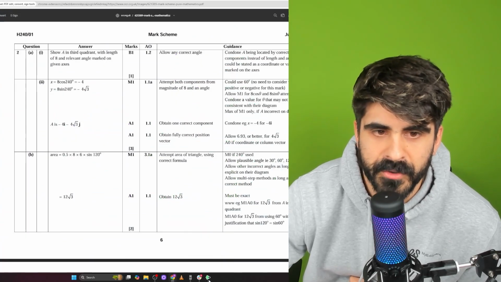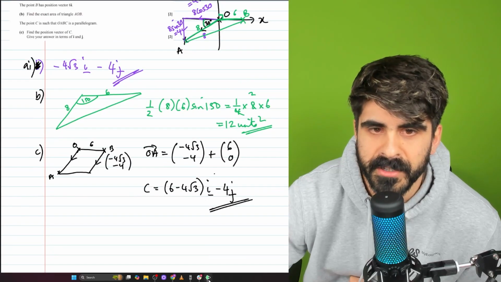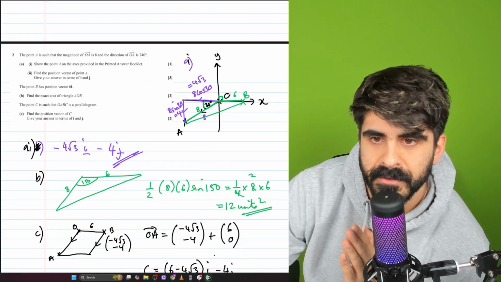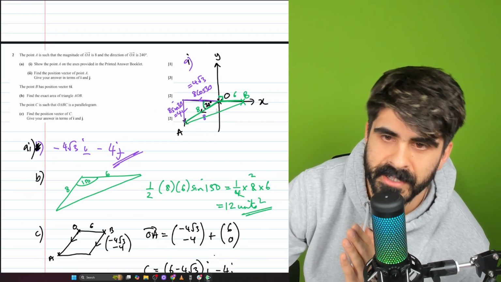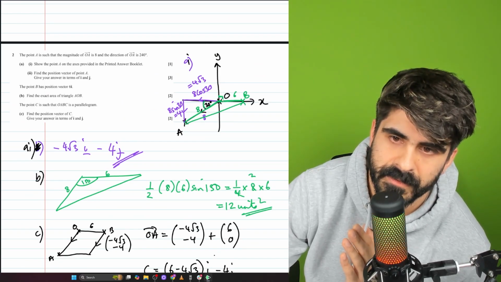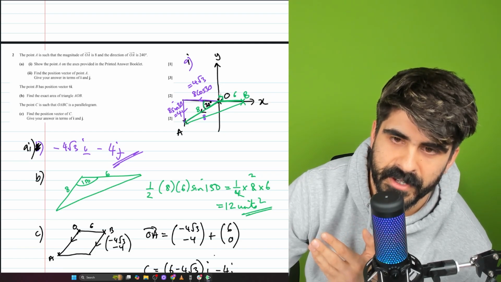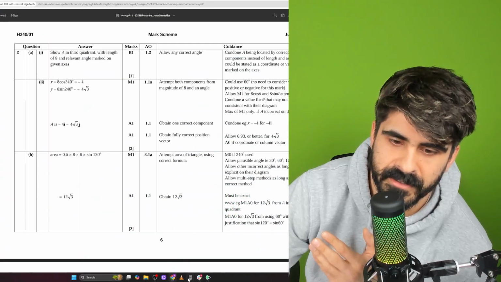Part B is 12 units. They got 12 root 3. Where are they getting 120? Have I just drawn this wrong? That's 30. What did I do? What did I even do here? I did 270 minus 30 minus 90.